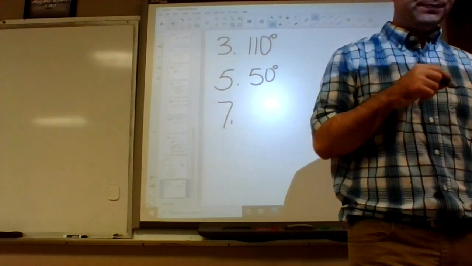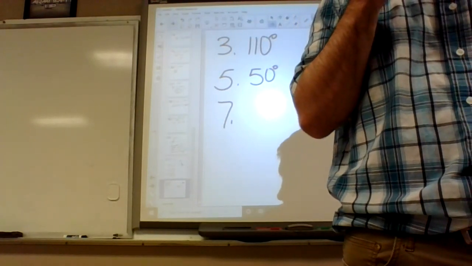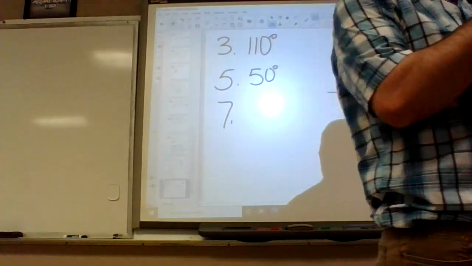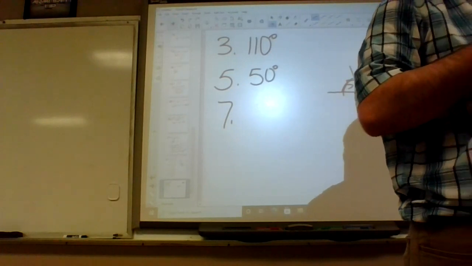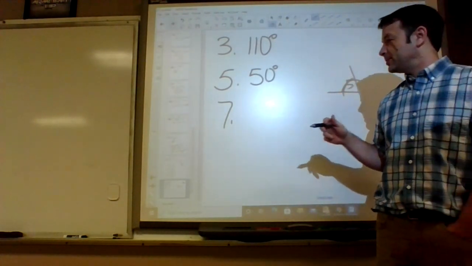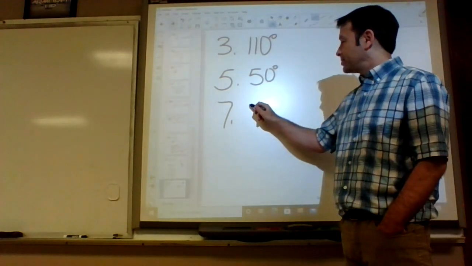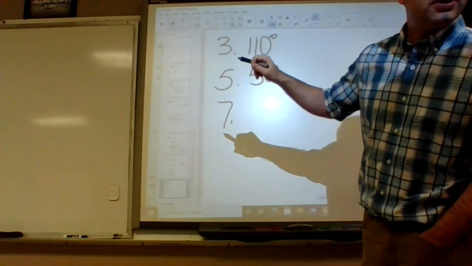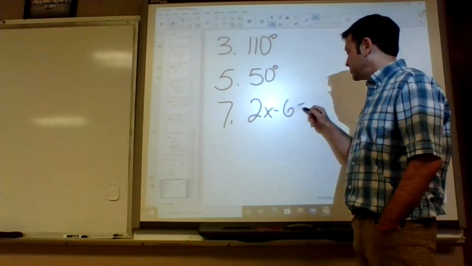Number 7. Jasmine, on 7, do those angles look the same or different? Same. So guess what my equation's going to be? If they're the same, then they're equal, right? So it's going to be 2x minus 6 equals 54.